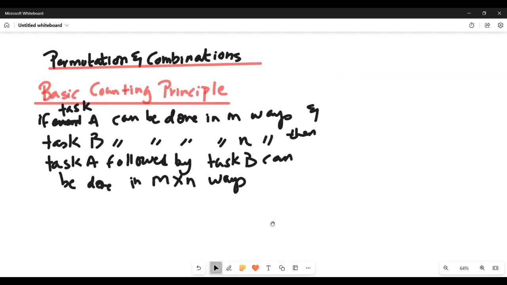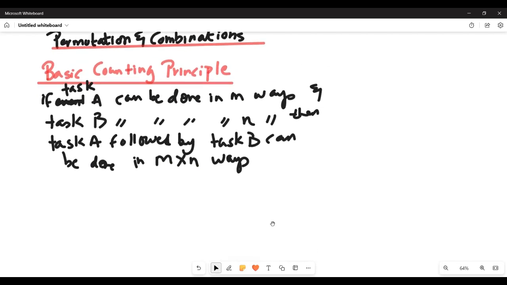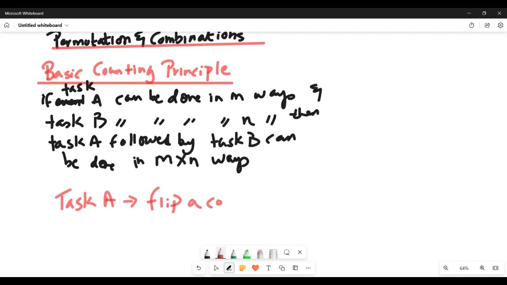Now let's take a look at some examples. Task A is flip a coin. How many ways can we do this? If we flip a coin, how many outcomes are there?